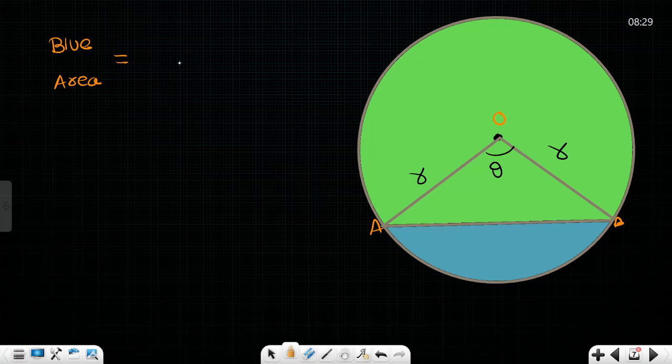See carefully, sector OAB area minus triangle OAB area.